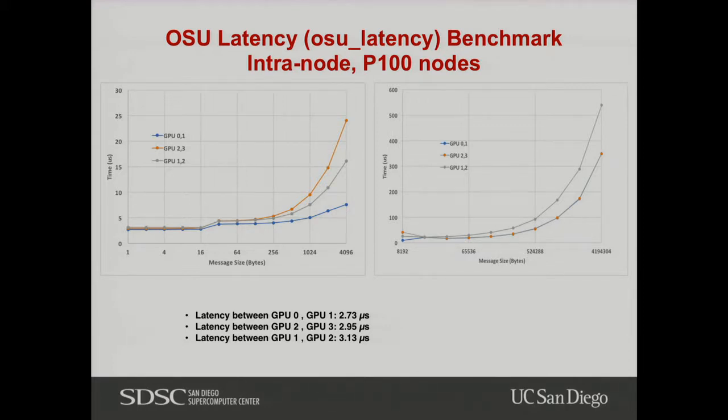So this is intranode. So you get a latency of 2.73. So it's a little bit lower than what we saw on the K80s. I think about 100 nanoseconds lower probably. And then the latency between the 2 and 3 is 2.95, and then 1 and 2, because they're on different sockets, goes up even more.